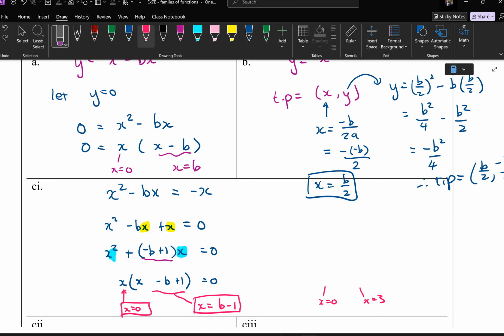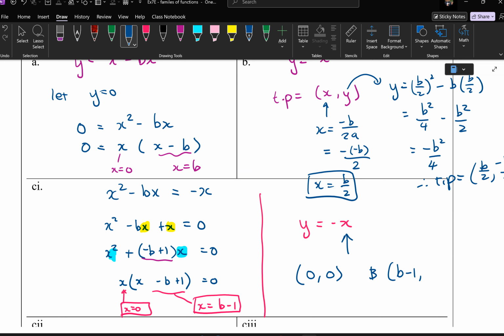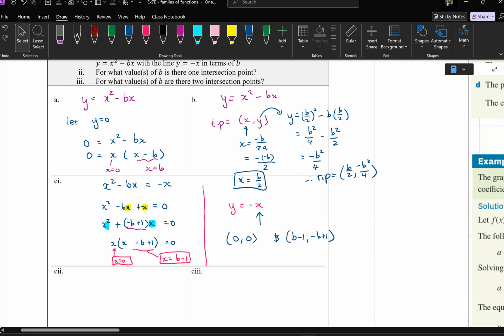Because point of intersection, they have 2. There's the quadratic and there's the linear. It's easier to do the linear. So y equals negative x, I would have subbed it in here. So for x equal to 0, then y would have been 0. And the second coordinate when x is b minus 1, well then it'll be the negative of that. So negative b plus 1. There we go. That's a quicker way. Thanks for reminding me it's a coordinate. Forgot about that.